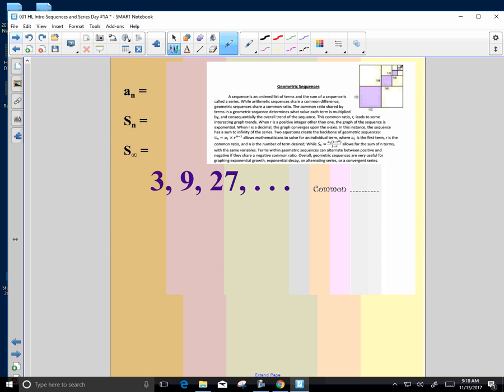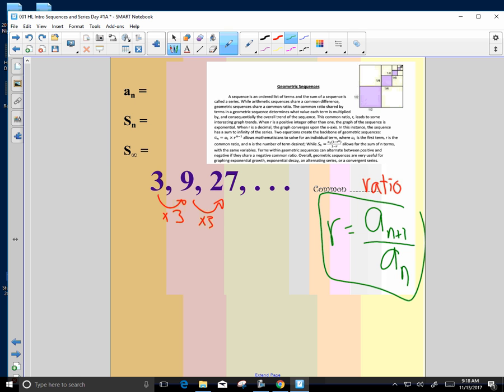Now let's look at geometric. 3, 9, 27. Now this one has a common what? Common multiple. You're multiplying by what? 3. So we call this a common ratio or multiple. I like ratio. And so this ratio is equal to the next term divided by the previous term for any of those you have. Please write that one down. I don't think it's in your packet.